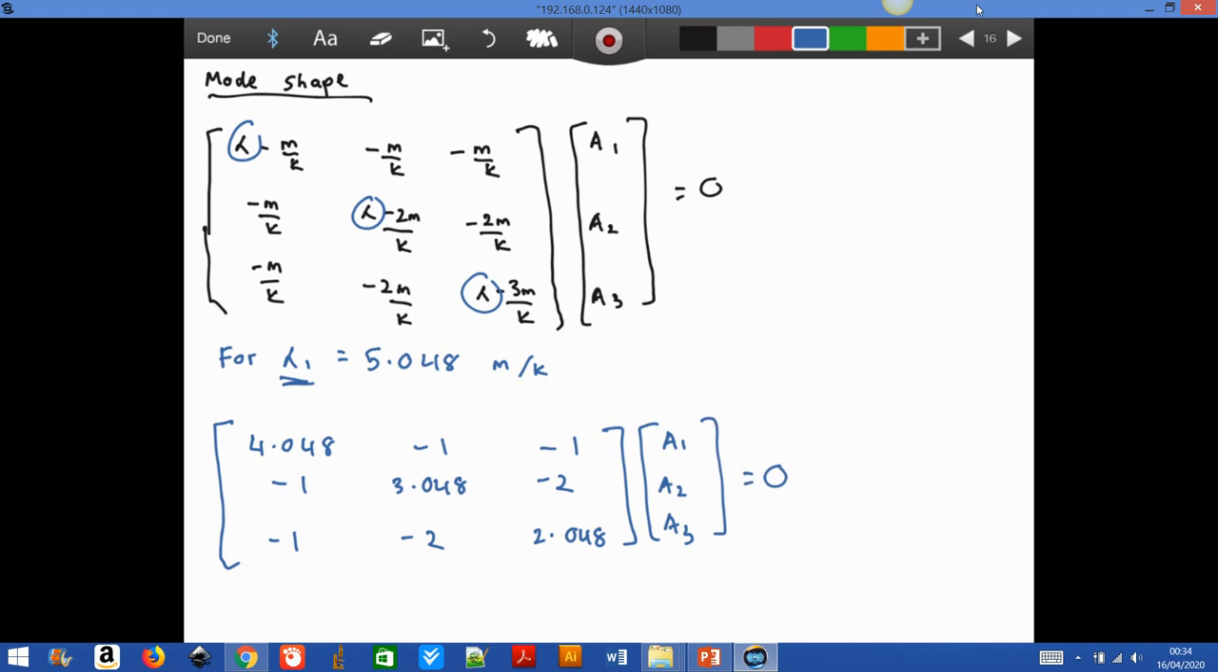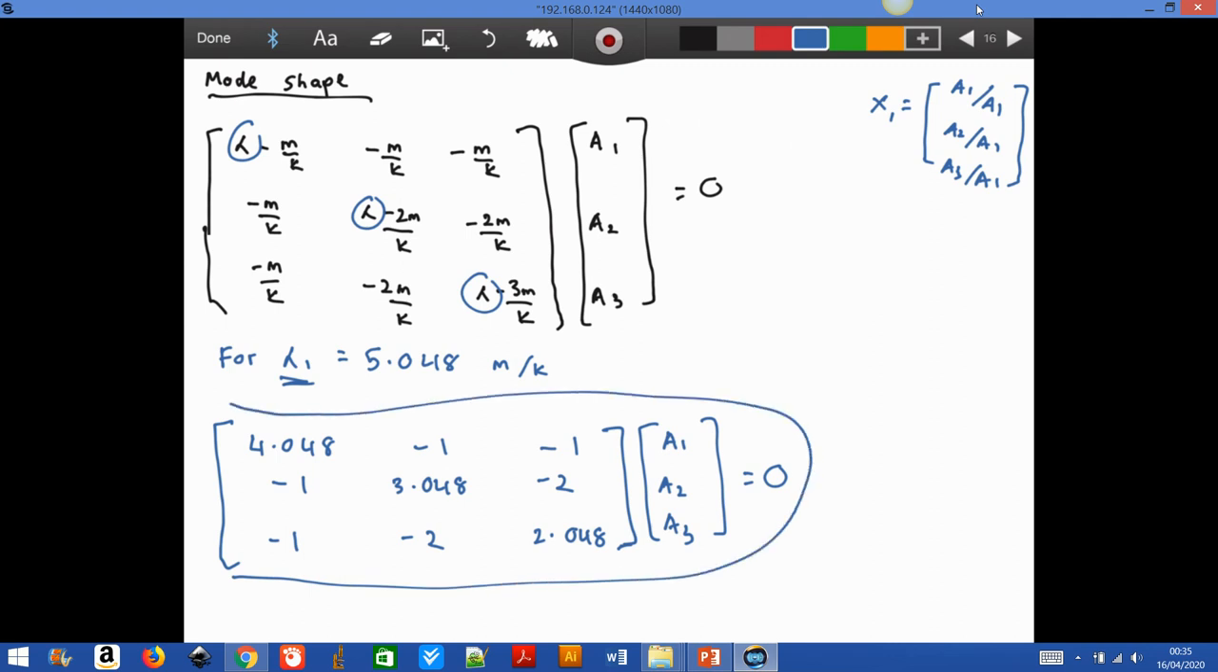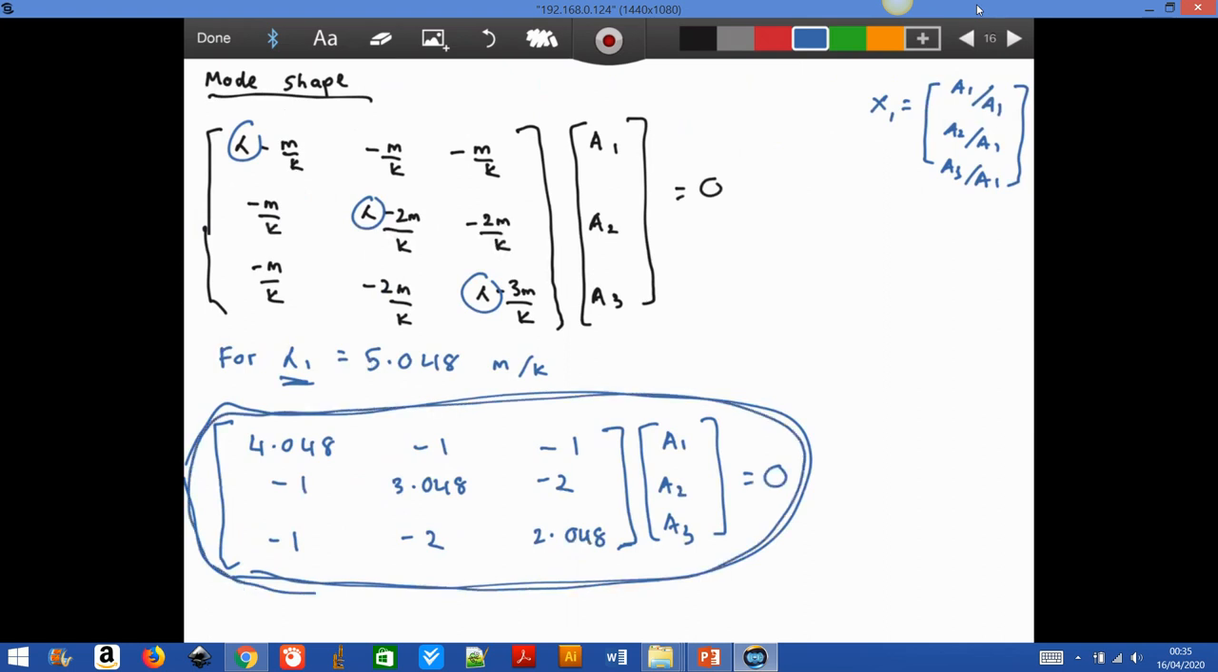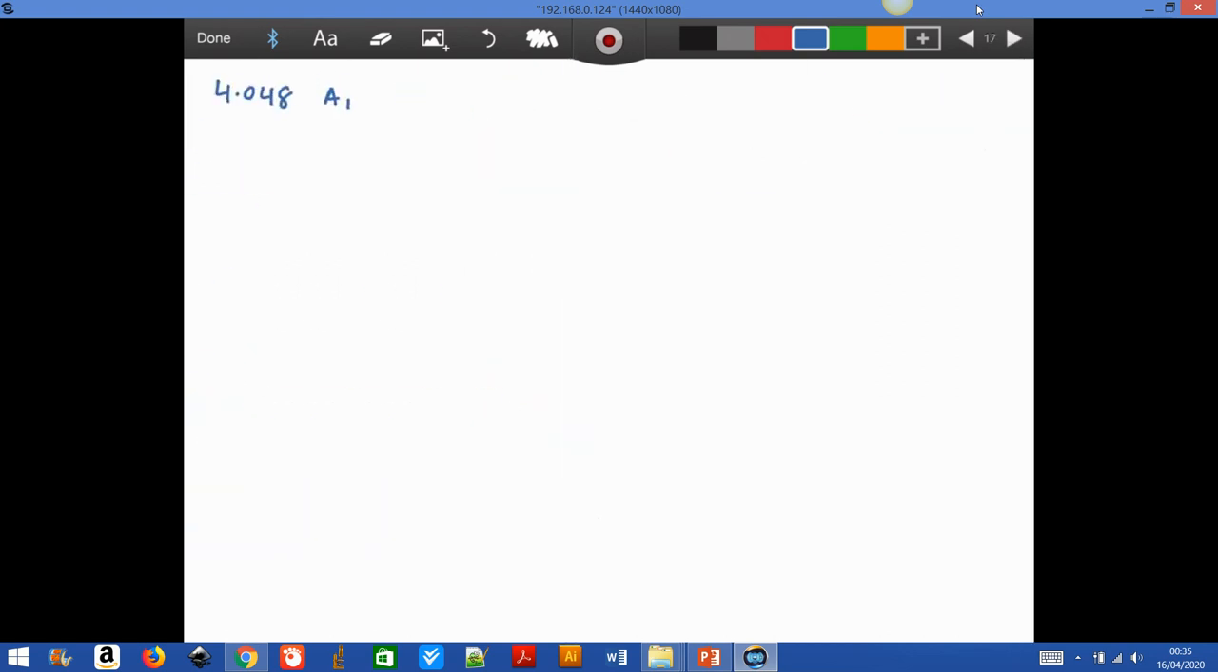Okay, so the same approach is that we need to find the ratio a2 over a1, because we know that the mode shape x1 is actually a1 over a1, a2 over a1, and a3 over a1. So we need to get the ratio from this matrix here. What we get, if we convert this one multiplied by this one, this one multiplied by this one, this one multiplied by this one, in the end we will get three equations.